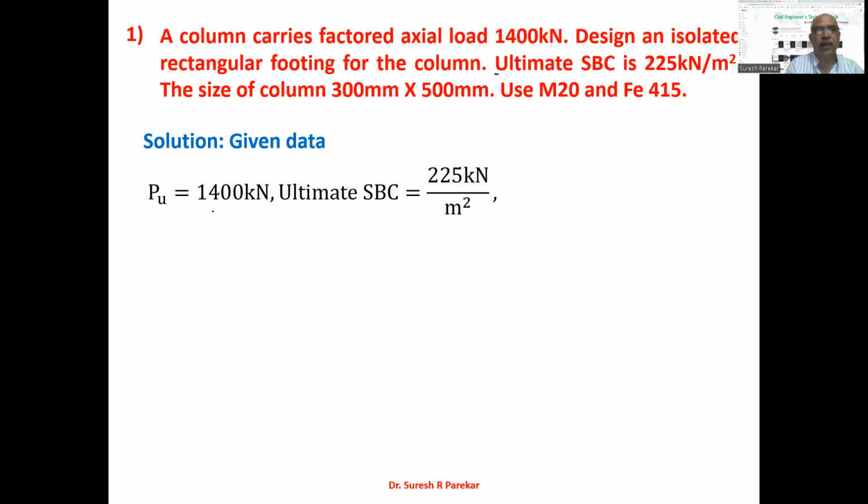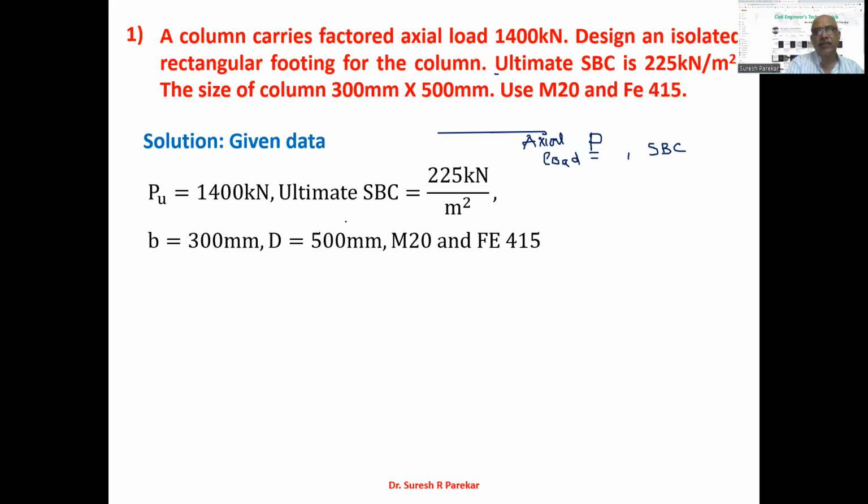Now, if you go to some books, they use this value as P. In that case, they are using SBC. So if you use P, that is only the axial load, then you have to use SBC, not ultimate SBC. We have to use soil bearing capacity in that case. So we have given Pu, then the column size is given as 300 mm by 500 mm, and M20 and Fe415.